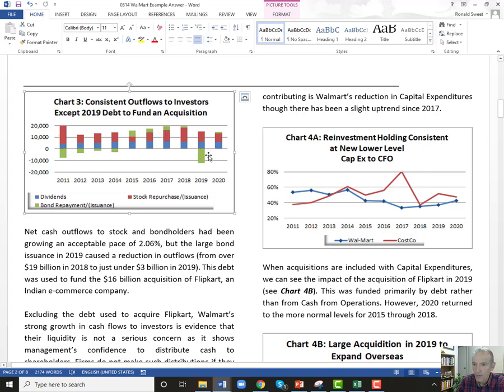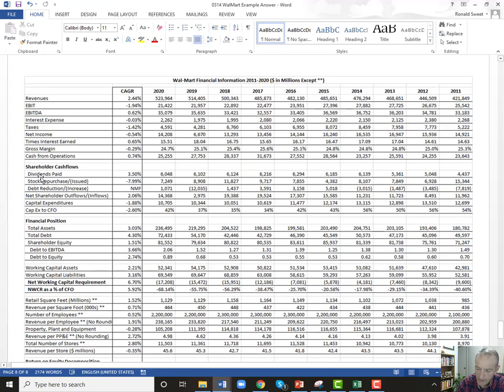Now you notice that Walmart borrowed a lot of money in 2019. They did that to buy Flipkart, so I can actually explain that. So shareholder cash flows shows you the dividends they've been paying. You can see their dividends have grown 3.5%. Their stock repurchases, they did buy back a lot of stock in 2011. Since then, they've just been consistently buying back stock. So this negative growth rate, negative 8%, could be bad, but I really think it's more of a case that they just bought a lot of stock back in 2011.